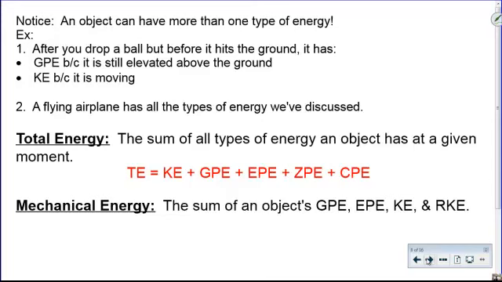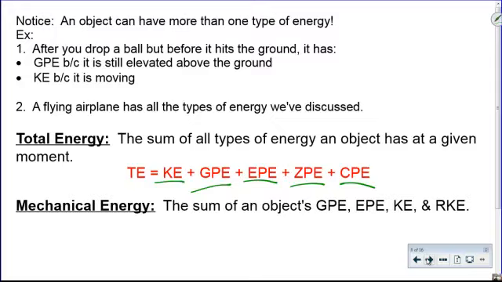Which brings me to the idea of total energy. Okay, the total energy is the sum of all the different types of energy that an object has at a given moment. Okay, so a flying airplane would have kinetic energy because it's moving, gravitational potential energy because it's way up in the sky, elastic potential energy because somebody on that airplane has a scrunchie in their hair, and the airplane has springs and stuff inside it, right?